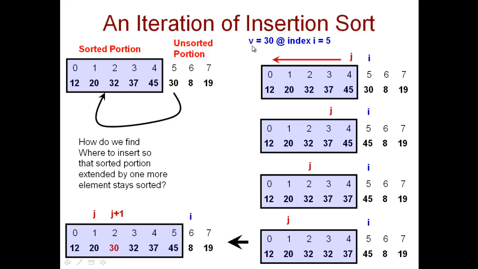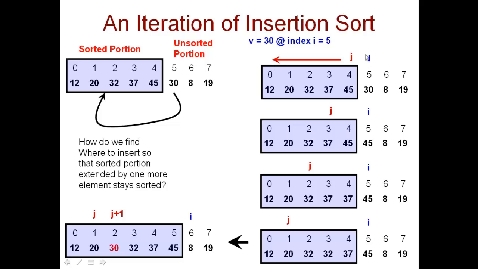Okay, so let us use a temporary variable v to store the value of the first element in the unsorted portion. So that's basically the element at index I. Okay, so in this iteration, I is 5, and the value of the element there is 30. Alright, so everything before that will form the sorted portion. So that will run from index I minus 1 to 0.